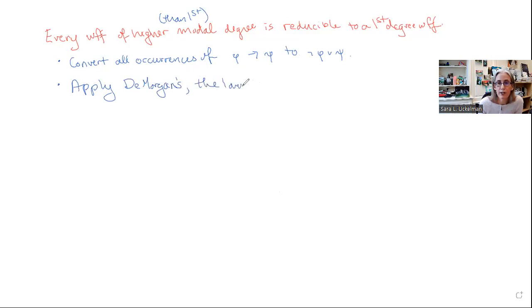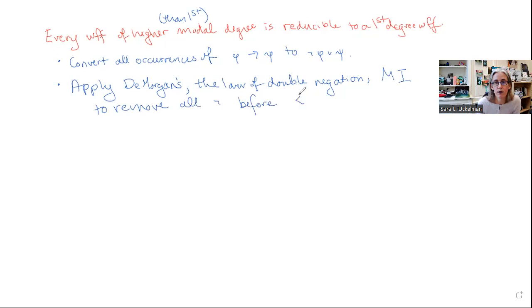The law of double negation, so if you've got 2 negations, just get rid of them. And modal interchange, so that you get rid of any negations that occur before a diamond, a box, or a parenthesis. So we do this to remove all negations that occur before diamond, box, or that. So they're all going to now be attached to individual propositional atoms.